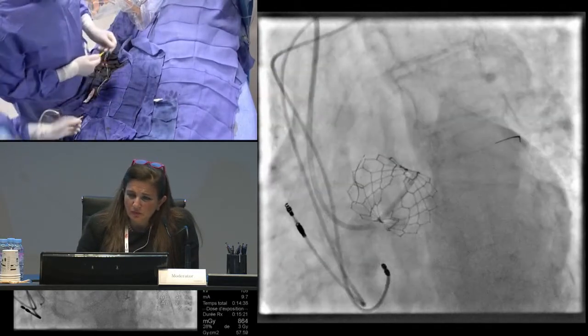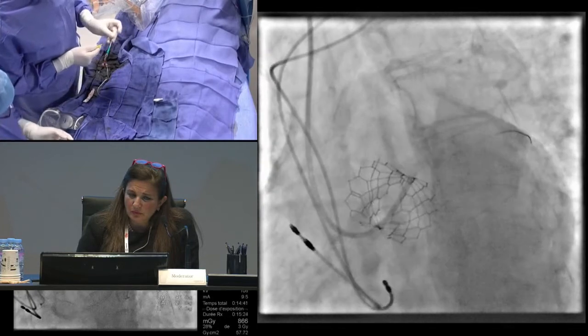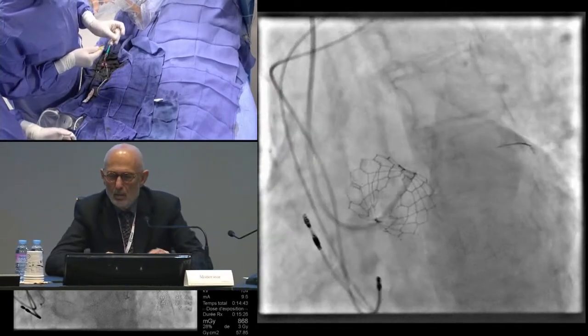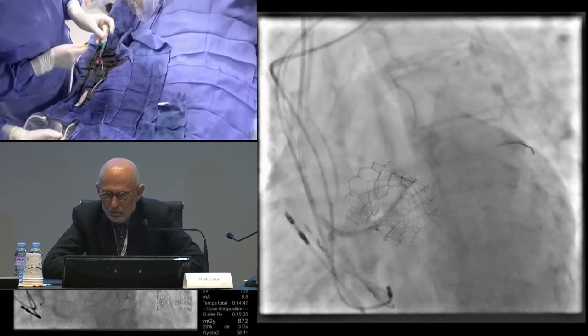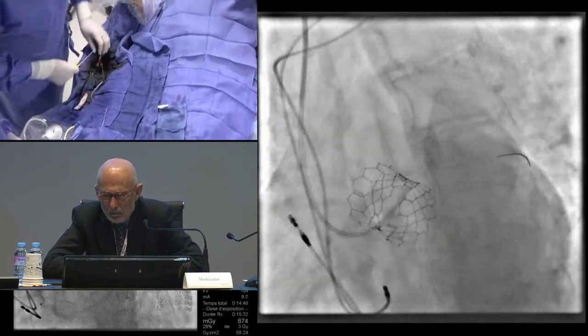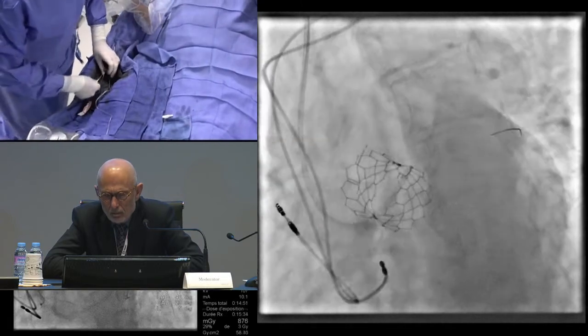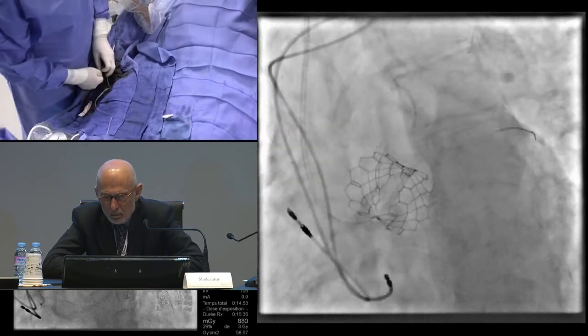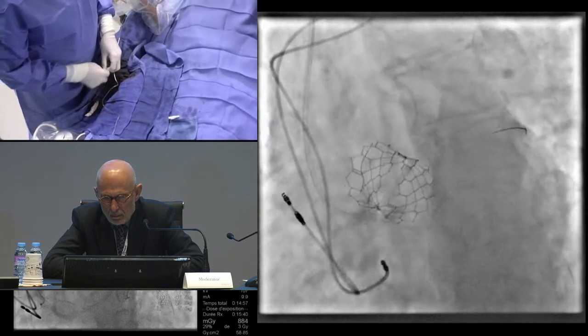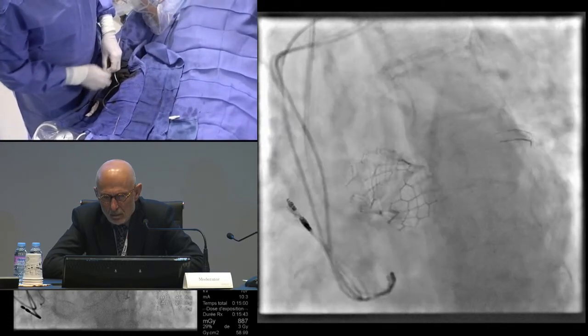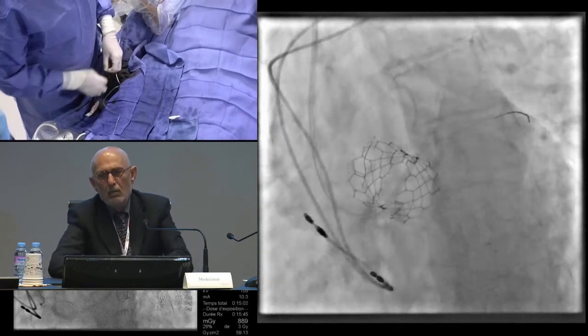And the balloons. Now we will pre-dilate with a balloon. The balloon size could be 3.0 for the LAD, 3.0 for the circumflex, and then we will do the double stent strategy.